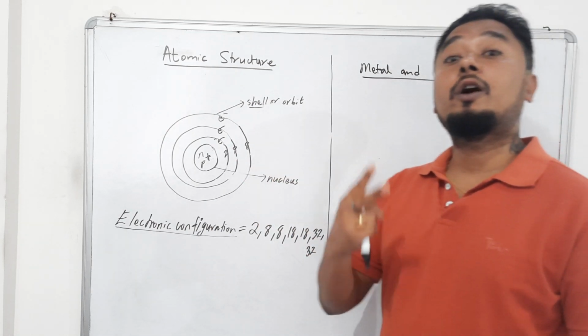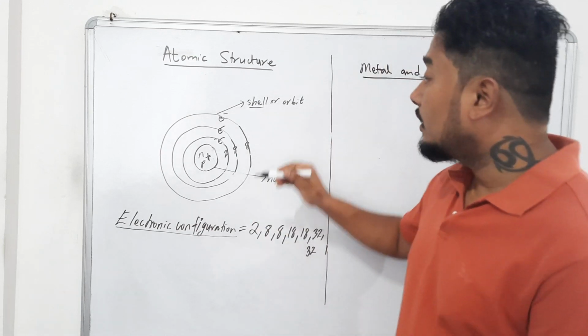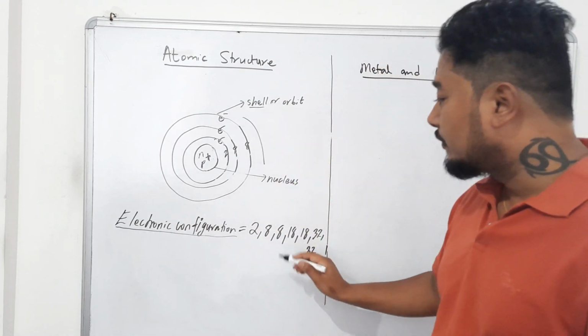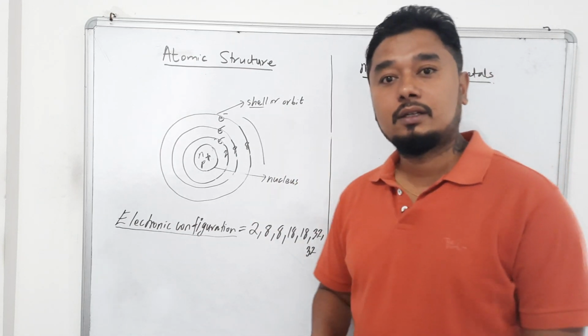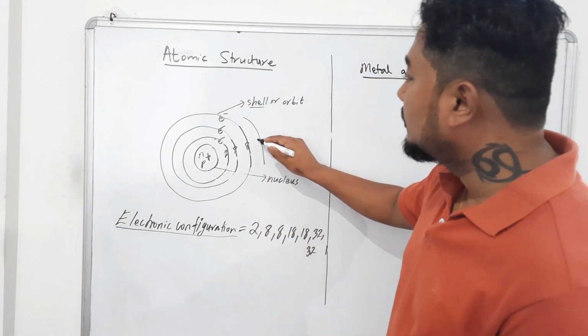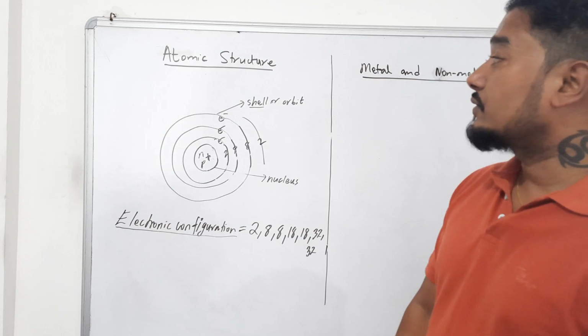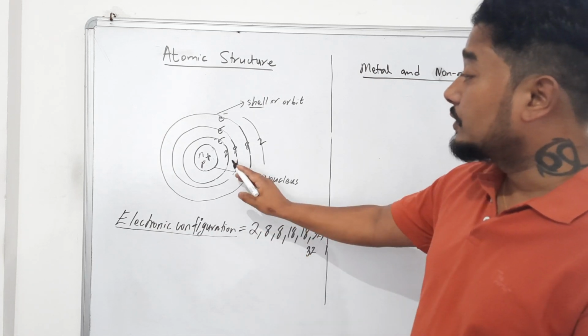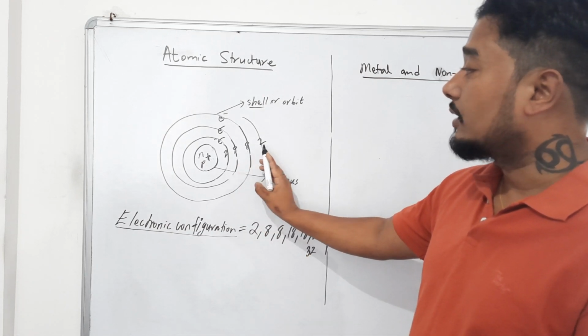Now out of 20, how much is left with you? 2. Now you have to put them in the fourth shell. How much can we put in the fourth shell? 18. But we don't have that much left. How much is left with you? 2. So you put that in the last shell. And the electronic distribution of 20 electrons will be 2, 8, 8, 2.